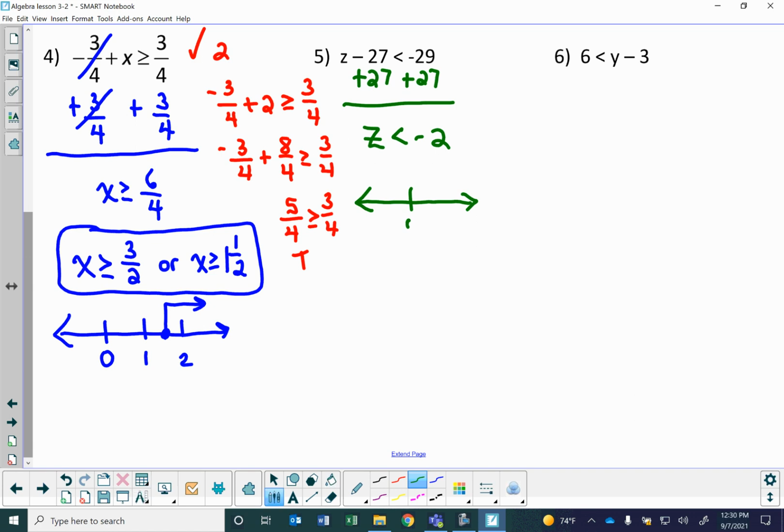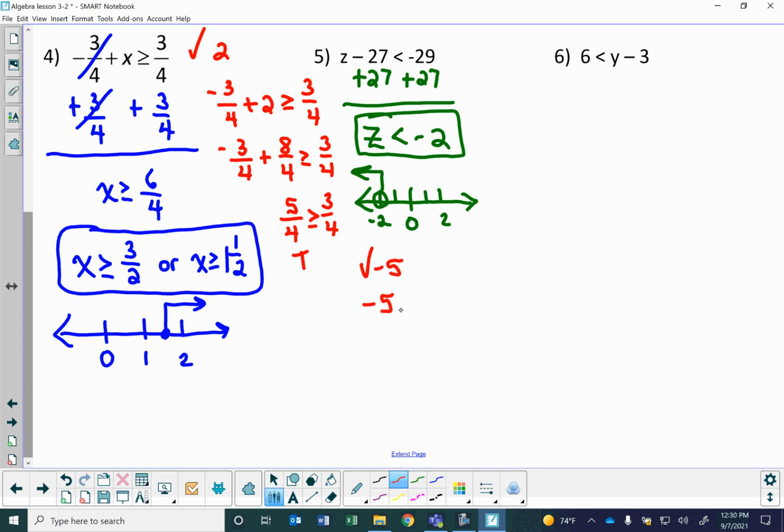Oh, let's go with 0 here, and positive 2 here, negative 2 there. All right, so it's less than negative 2, so it's an open circle at negative 2 with a line that goes to the left. And again, I should check it. I'm going to check it underneath this time. A number that's less than negative 2, let's go with negative 5.